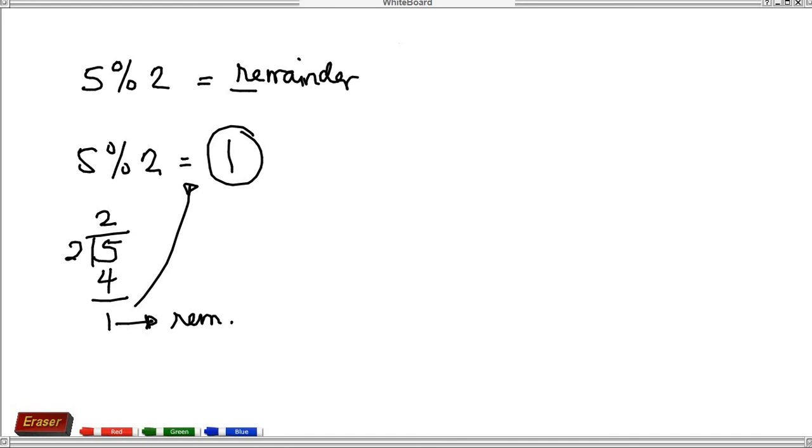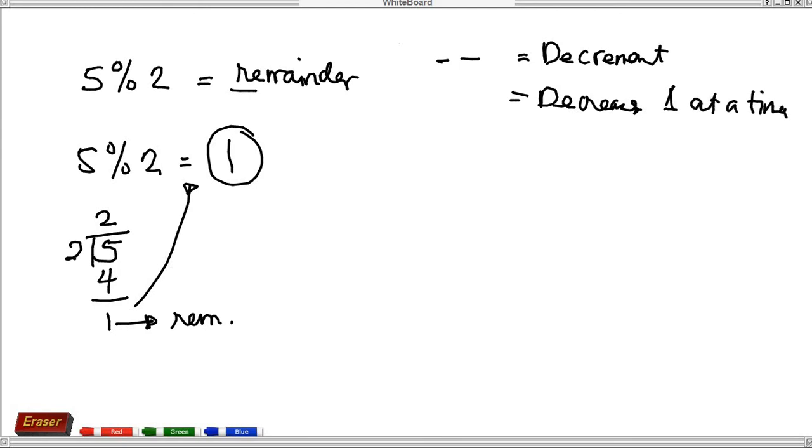Now, another thing is the increment and decrement. So when you say minus minus, that is what we call what? Decrement. Okay, decrement na siya. So meaning, this will only what? Decrease. Decrease one number at a time.